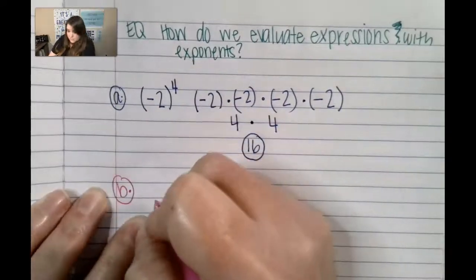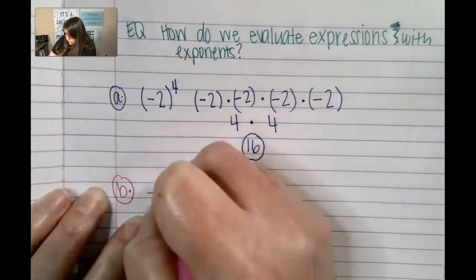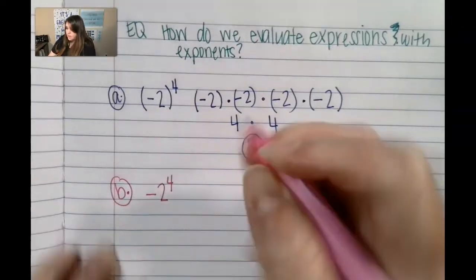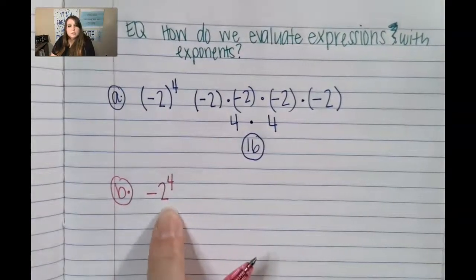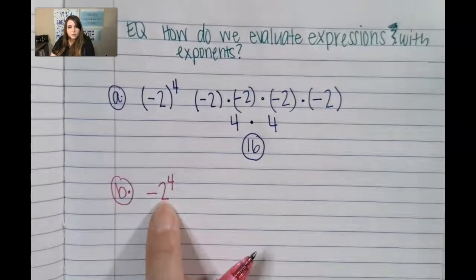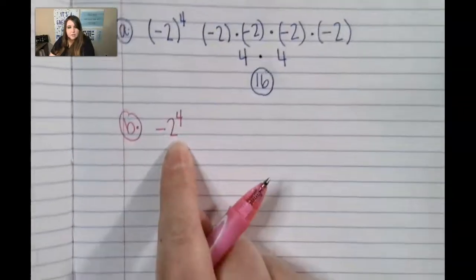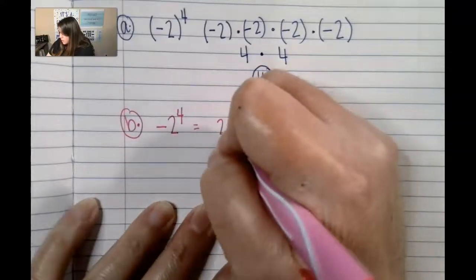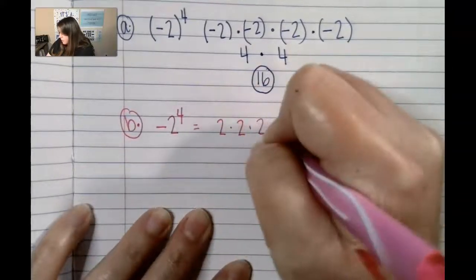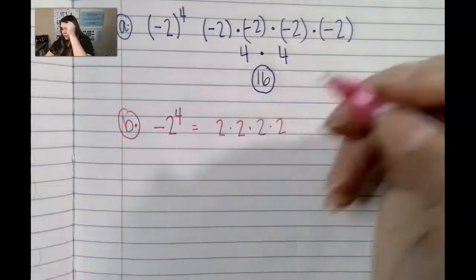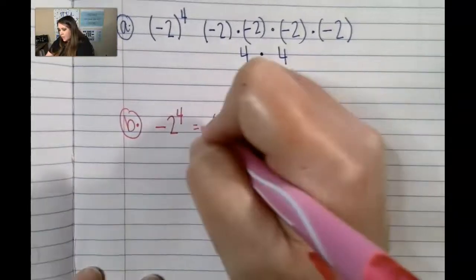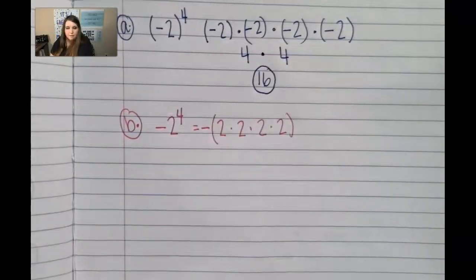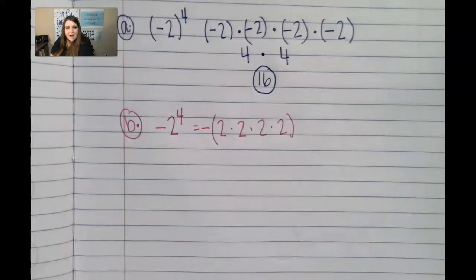If we did this example here, -2 to the 4th, this problem is really saying that the 2 is the base. So this one is all about the 2. And then that negative sign comes over after the fact. Okay, so it's like an afterthought.